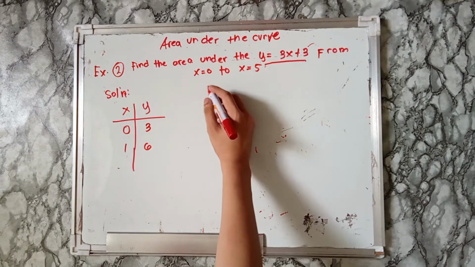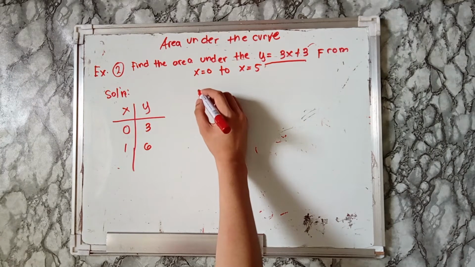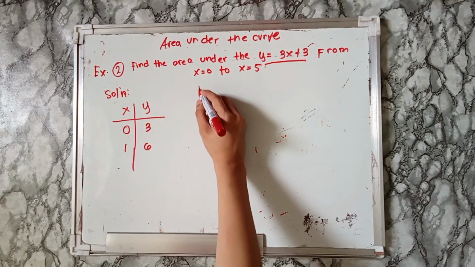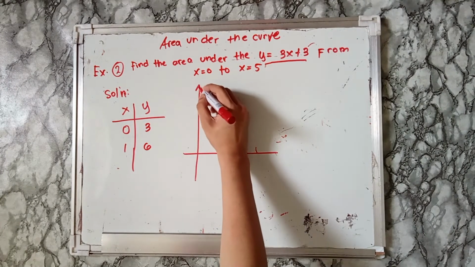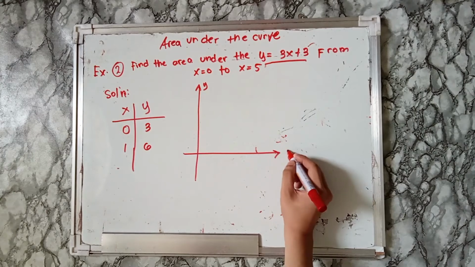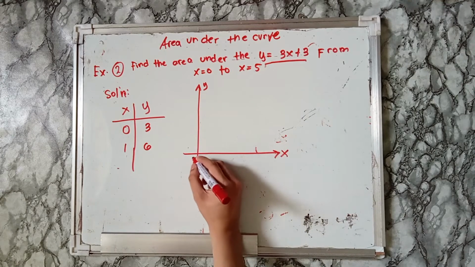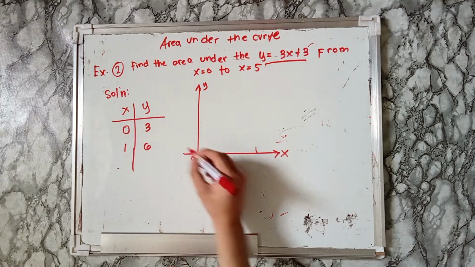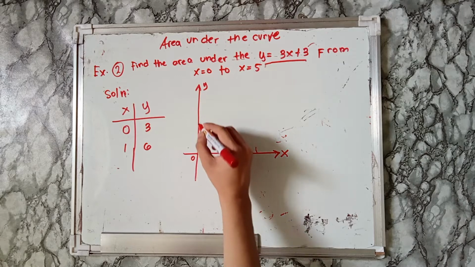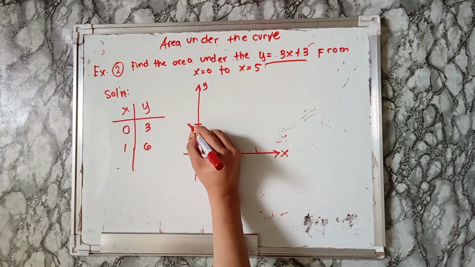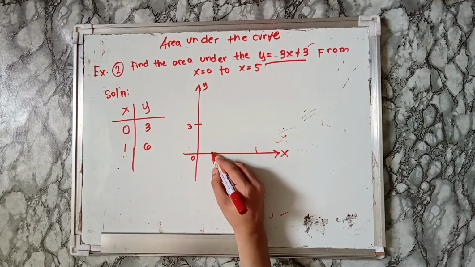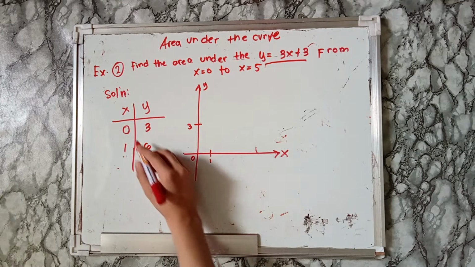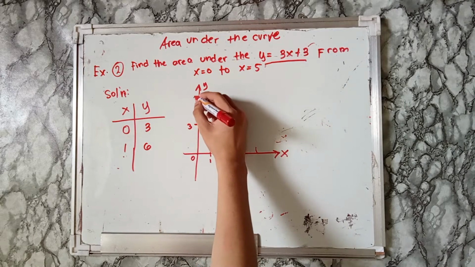Now if we plot it in the graph, let's say this is our graph, this is y, this is x, and this is 0. So if our x is 0, y is 3, so somewhere here. And if our x is 1, let's say somewhere here, our y is 6.